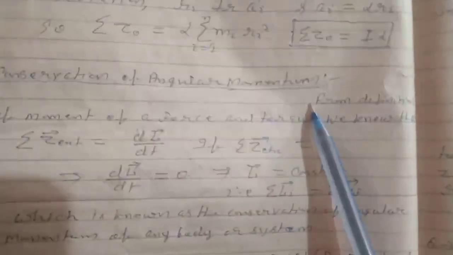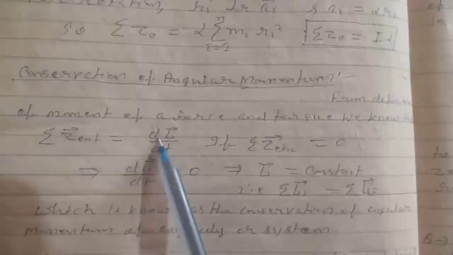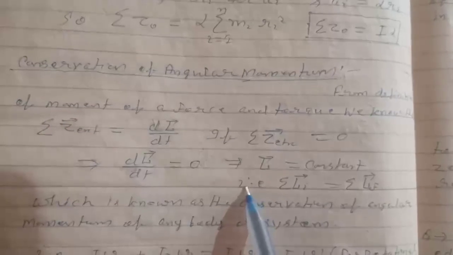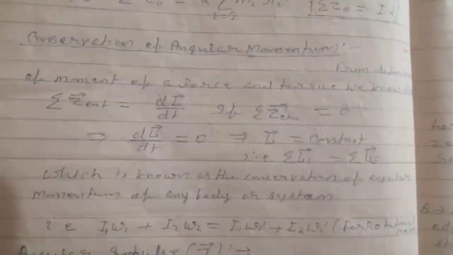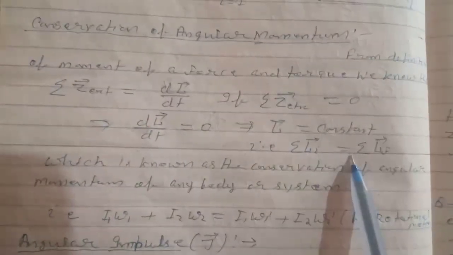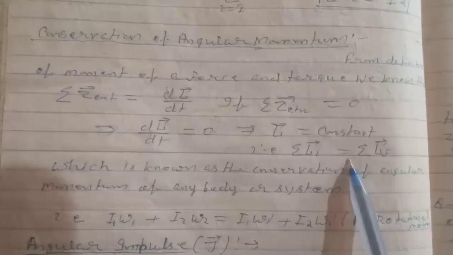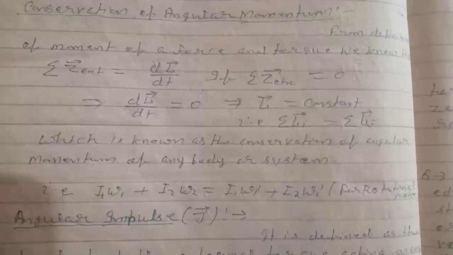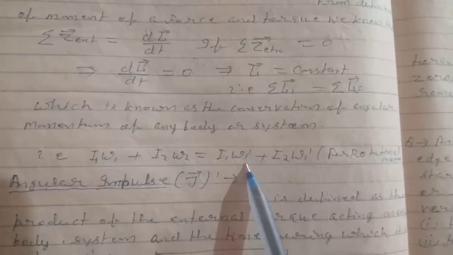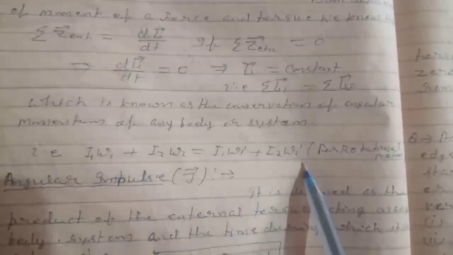Conservation of angular momentum. From the definition of moment of a force and torque, we know that sigma tau external equals dL by dt. If tau external equal to 0, this implies dL by dt equal to 0, or L equal to constant. That is sigma Li equals sigma Lf. Initial angular momentum is equal to final angular momentum when external torque is 0. This is known as the conservation of angular momentum of any body or system. That is I1 omega1 plus I2 omega2 equals I1 omega1 dash plus I2 omega2 dash for rotational motion.